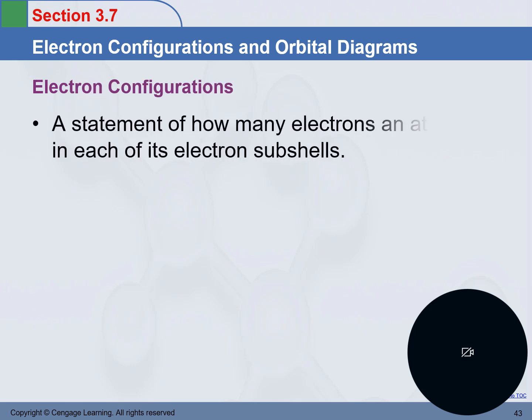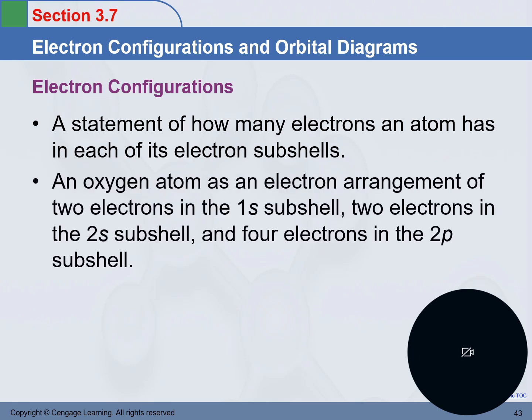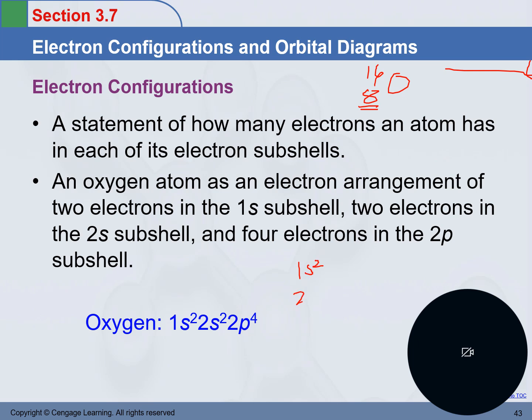So electron configurations give the precise location of electrons in their subshells for a particular element. So oxygen, when you find it on your periodic table, you'll see that it has 8 electrons. Oxygen would be 16 and 8, meaning that it has 8 electrons. We need to follow that arrow diagram until we reach 8 electrons.